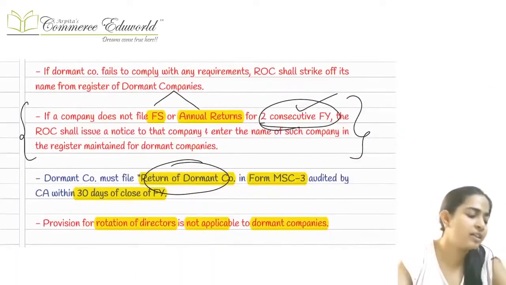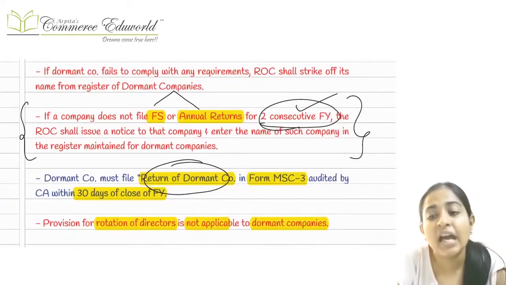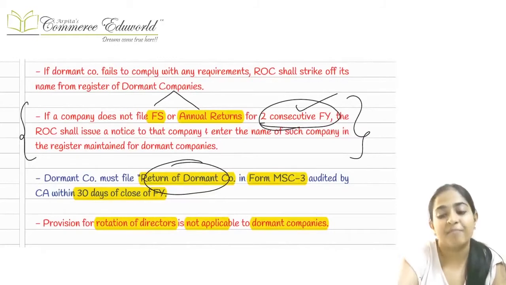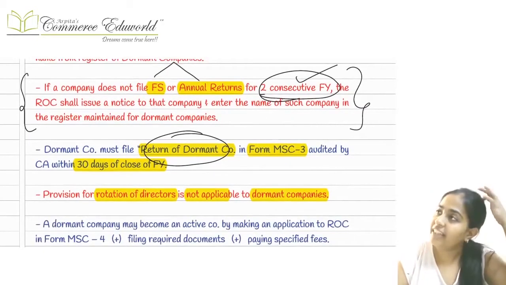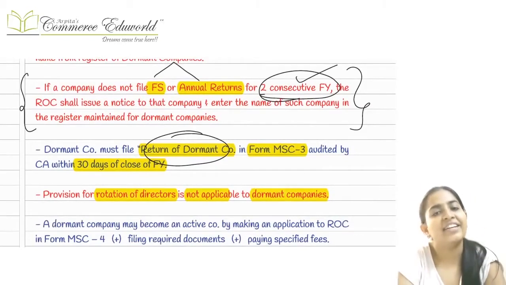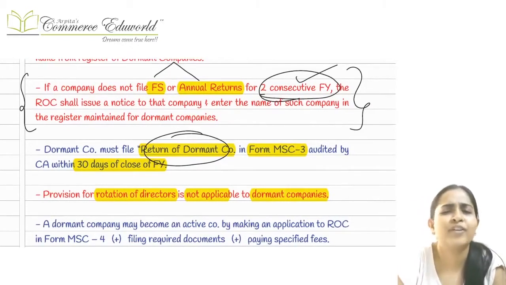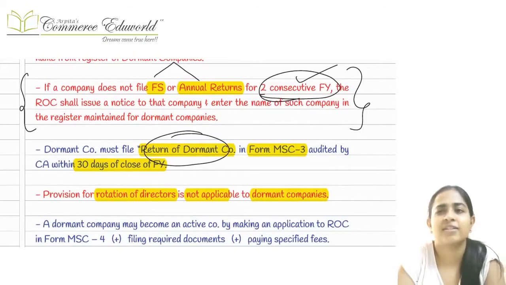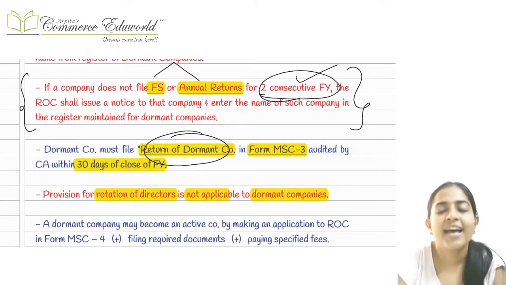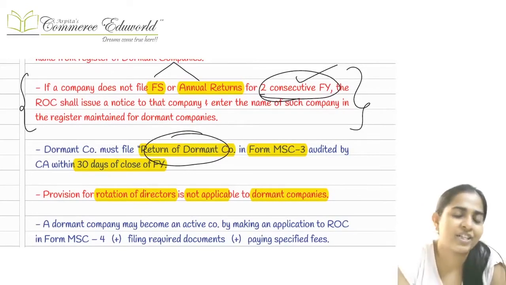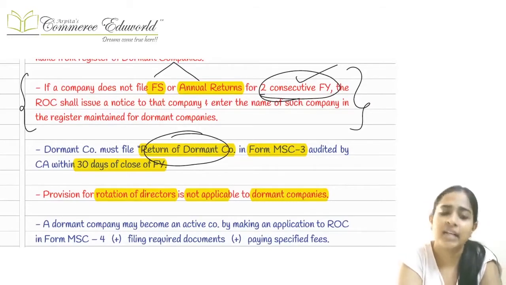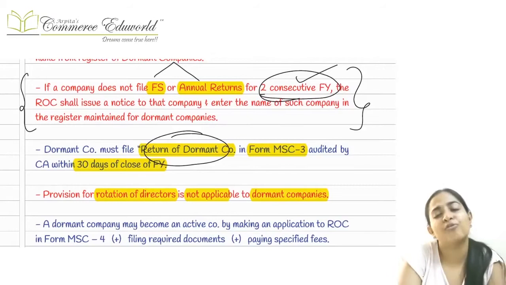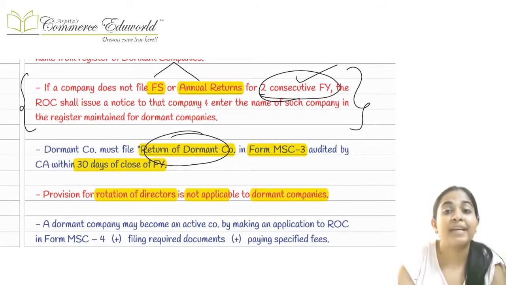Then every year this dormant company has to file a return of dormant company, which has to be filed within 30 days from the year end. Whenever the year ends, from that day within a period of 30 days. Why 30 days? Because there are no significant accounting transactions as such, so the time allowed here is too less. Within 30 days the company has to file the return in form number MSC3.